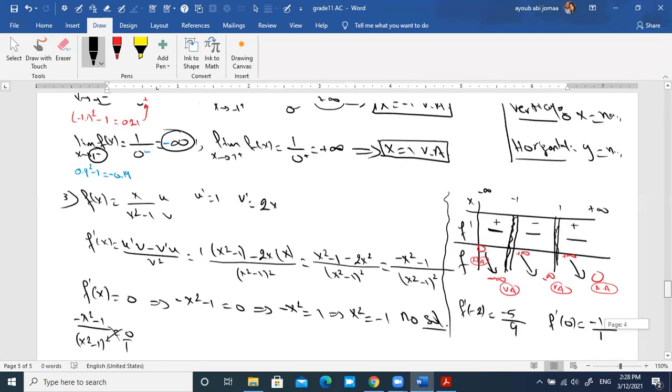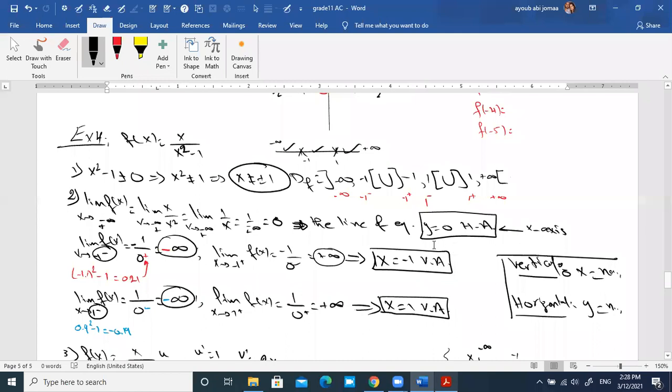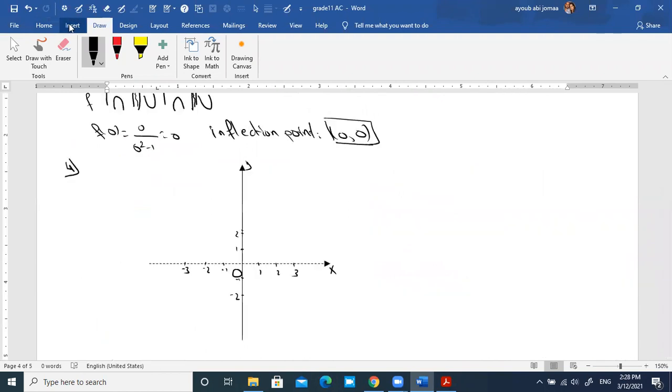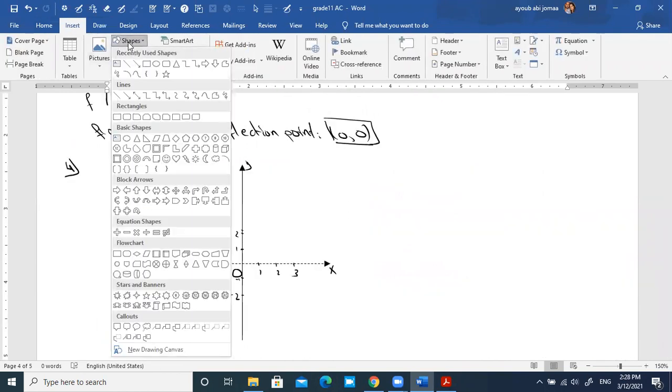For the asymptotes, as you can see from the limits, I'm not making this up. Y equals 0 is the horizontal asymptote, it is the x-axis. You already drew it. X equals negative 1, vertical asymptote. X equals 1, also vertical asymptote. So here we draw the two vertical lines, X equals 1 and X equals negative 1.